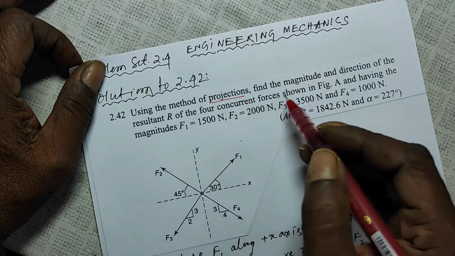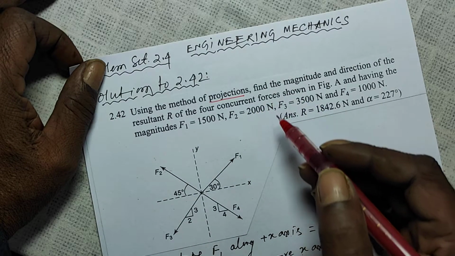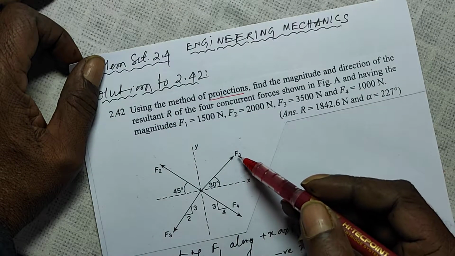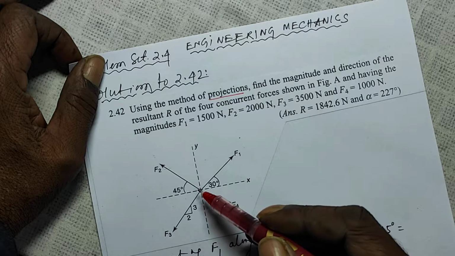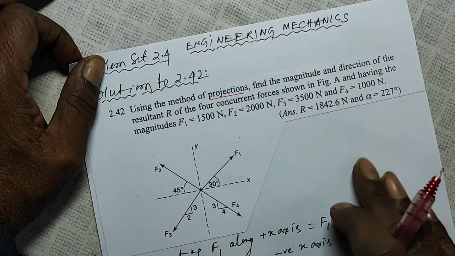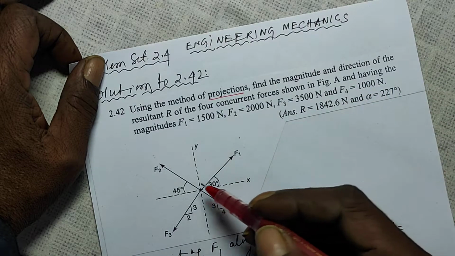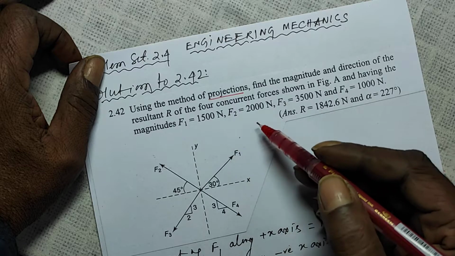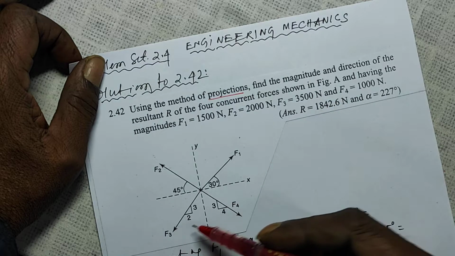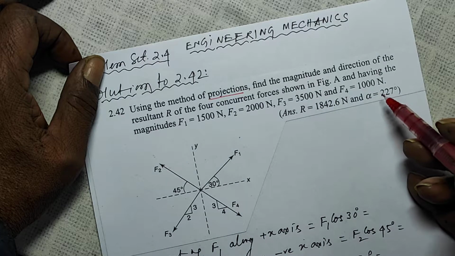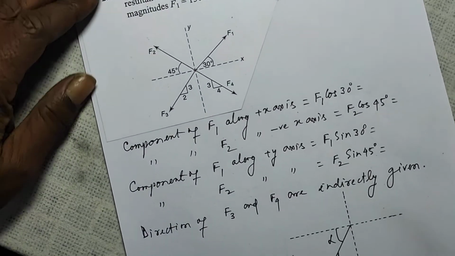Using the method of projections, find the magnitude and direction of the resultant R of four concurrent forces. So, these are the four concurrent forces F1, F2, F3, F4 passing through this point, the origin of the coordinate axis in the plane of the paper, shown in figure A, and having magnitudes F1 is 1500 Newton, F2 is 2000 Newton, F3 is 3500 Newton, and F4 is 1000 Newton. Right, so very simple.